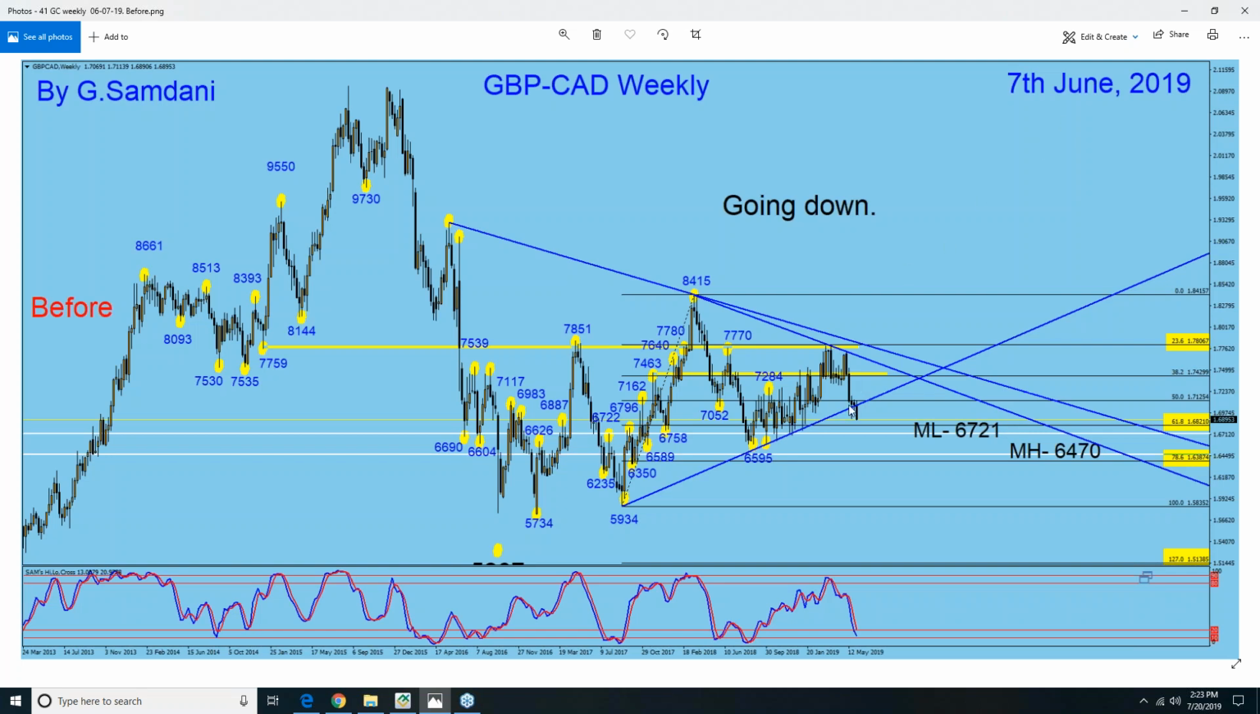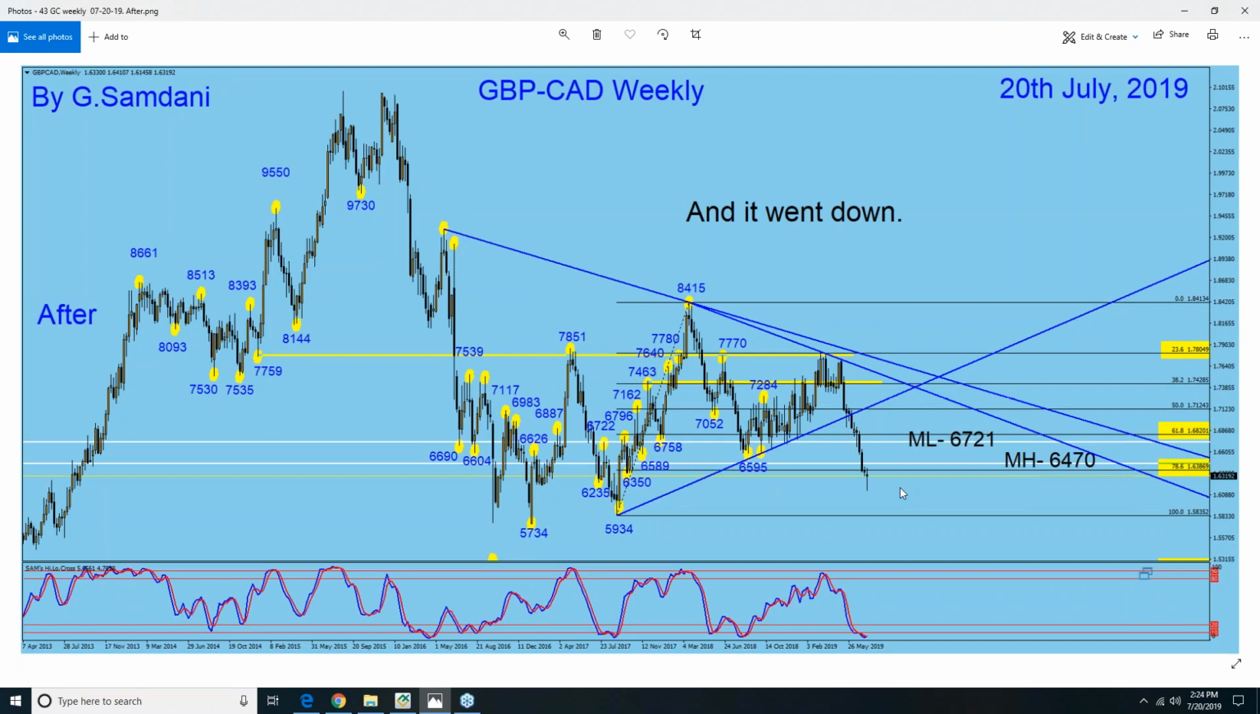I made another chart here on June 7th, right? And then said it is going down with everybody else, and the target was this line here, 64.70, and as of today we are here. And on the 20th July I recorded this chart just yesterday, actually early in the morning today, right? So this is what happened.